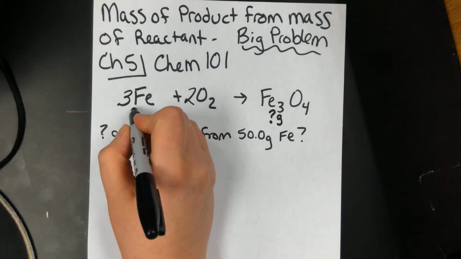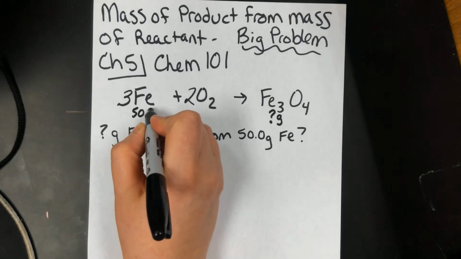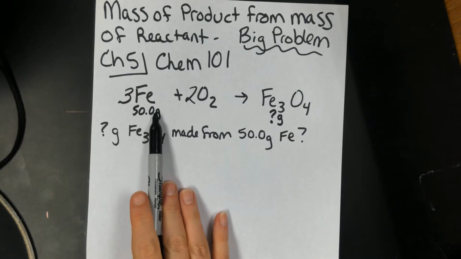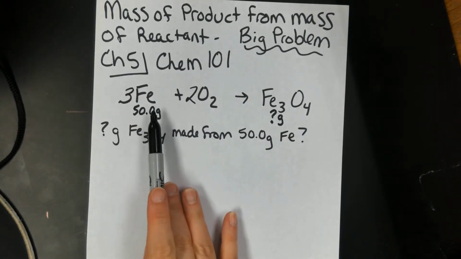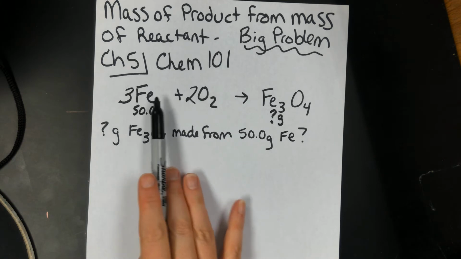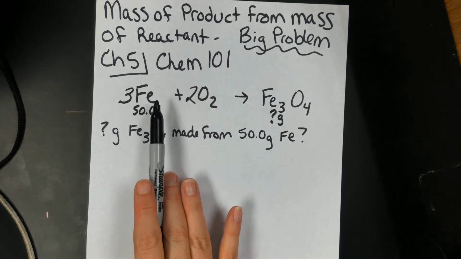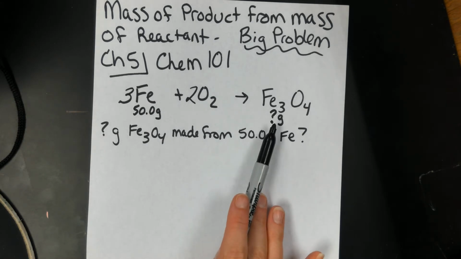I need to know how many grams here if I have 50 grams of this. So we're going from here to here. I call them my mole hats. I can't compare grams to grams, I can only compare moles to moles. So what do I have to do? Turn this into moles, and then compare 3 moles to 1 mole, and then 1 mole to grams.